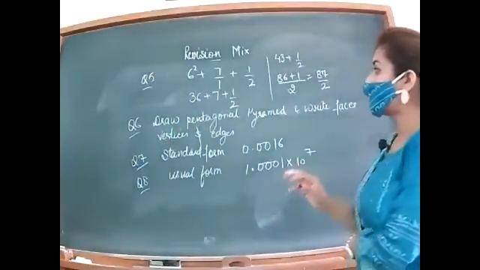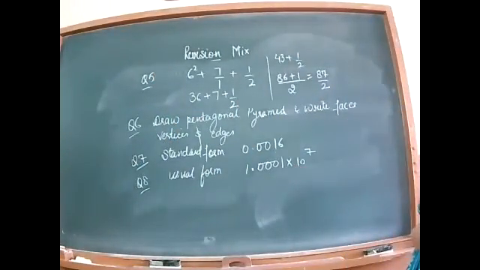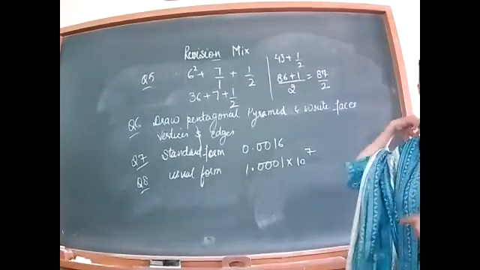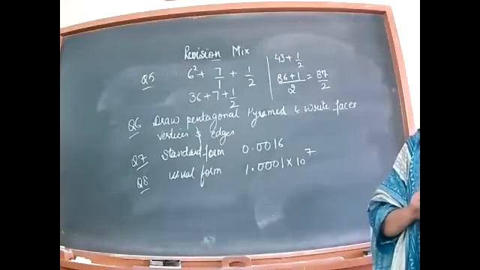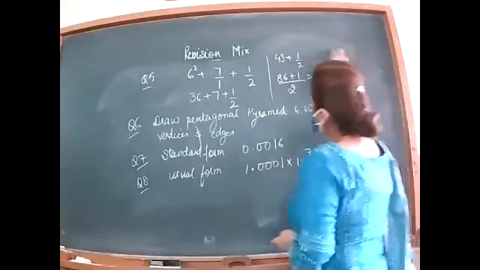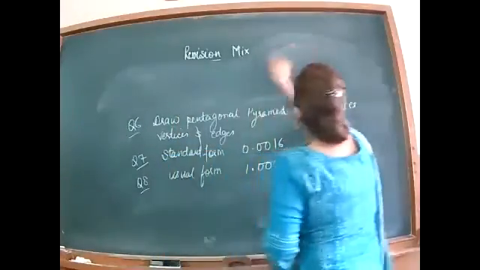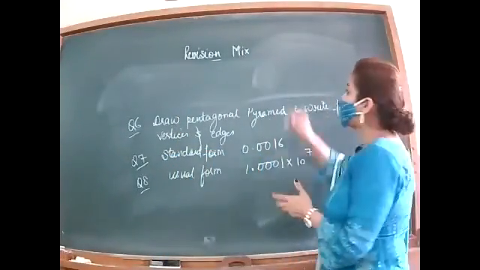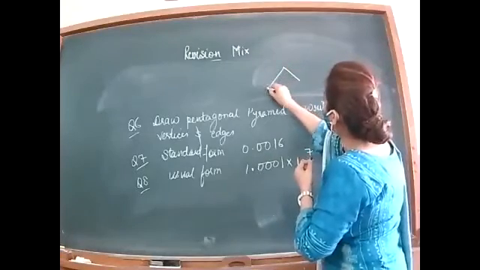Now start the next question. In the next question, you have to draw a pentagonal pyramid and write the faces, vertices and edges for that. How you will draw pentagon? How many sides are there for the pentagon? 5. So draw a pentagon in the base. In case of pyramid, you always have one common vertex.